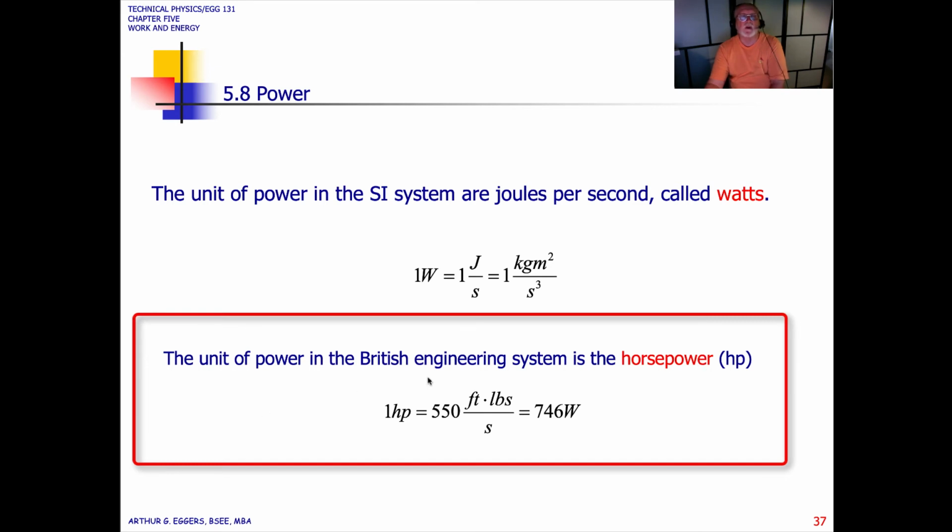1 horsepower is equal to 550 foot-pounds per second, or 746 watts.